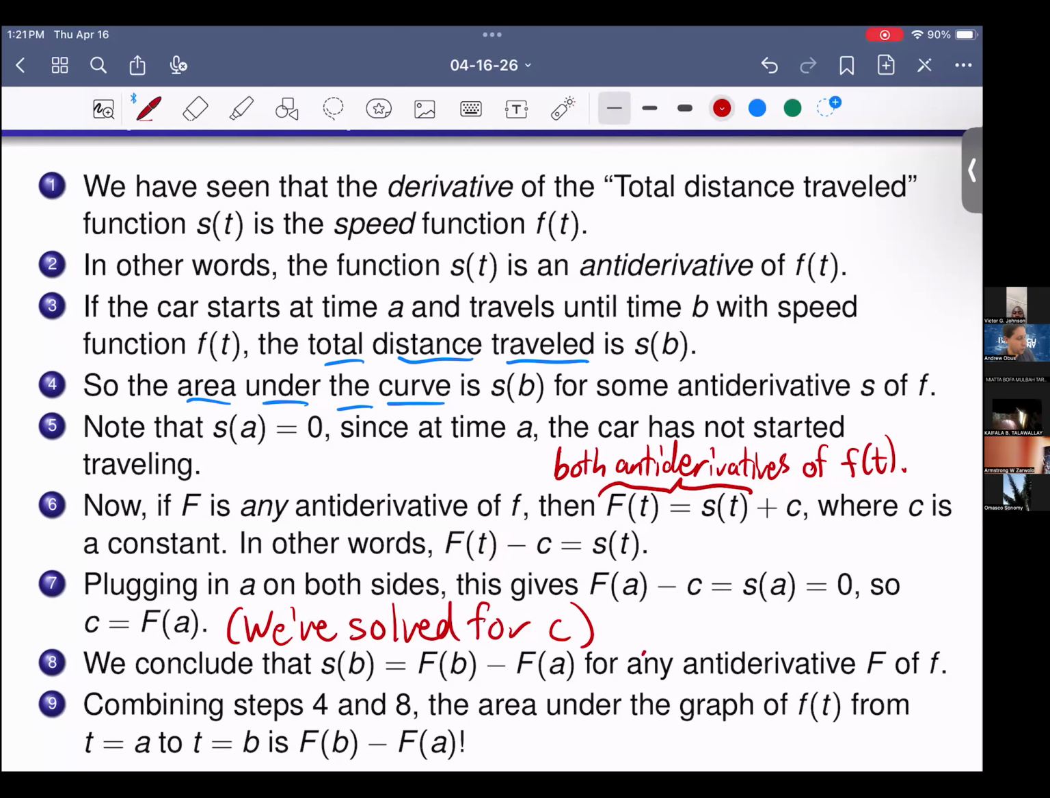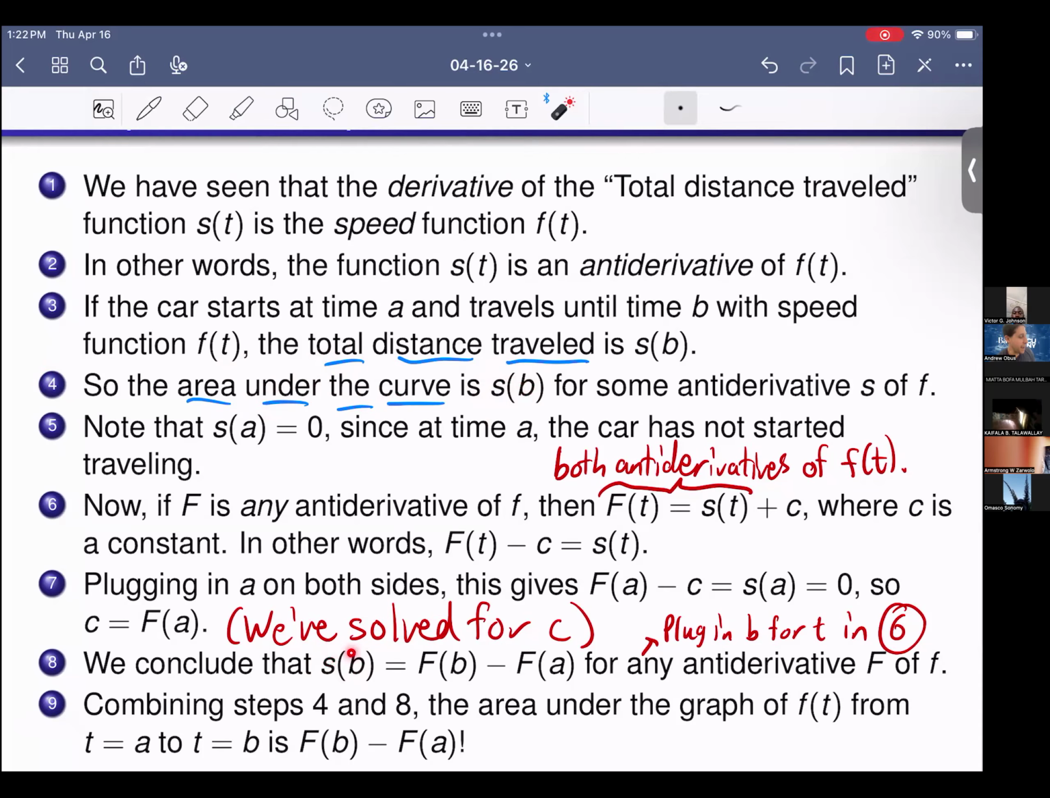So maybe I'll write an extra note here: plug in b for t in 6. We plug in b for t in 6. And that gives us that this S of b, the total distance traveled at time b, is equal to F of b minus F of A for any antiderivative big F of little f. But hold on, we already saw here in point 4 that this S of b is the area under the curve, right? The total distance traveled is the area under the curve.